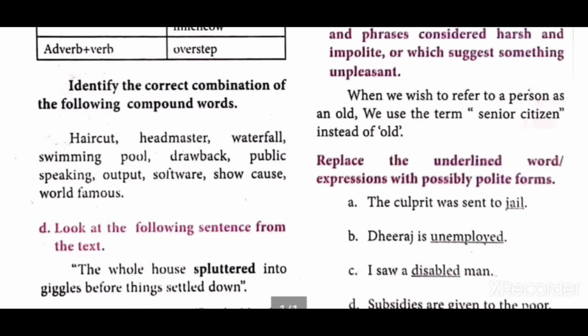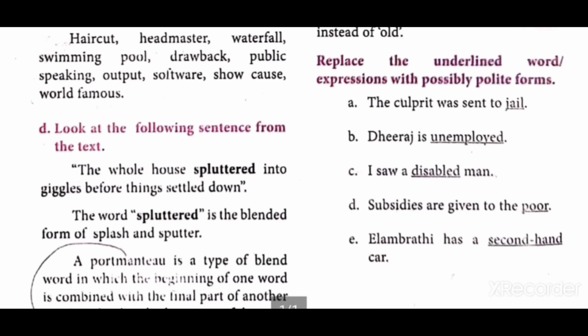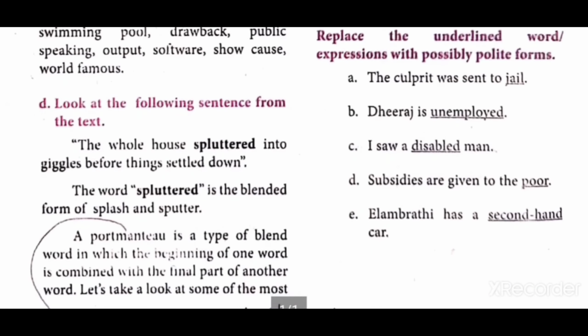And at D we have something to go through. The instruction given in pink is, look at the following sentence from the text. Let's read it on. The whole house spluttered into giggles before the things settled down. The word spluttered is the blended form of splash and sputter.